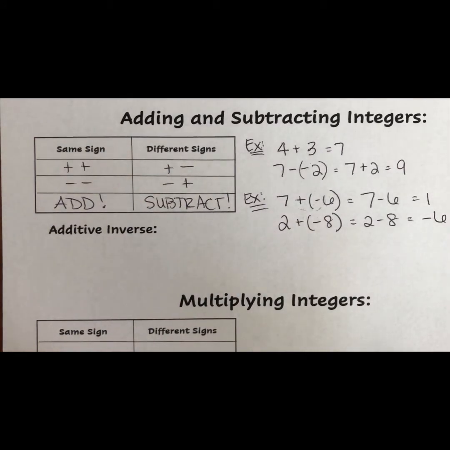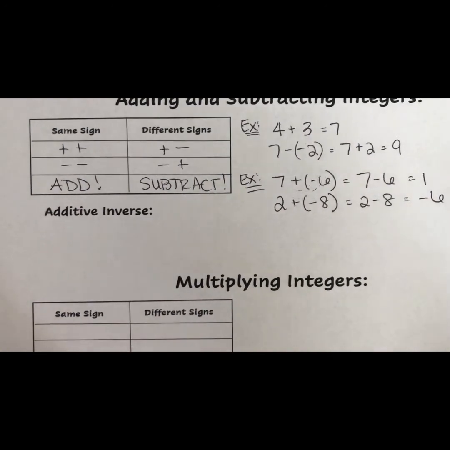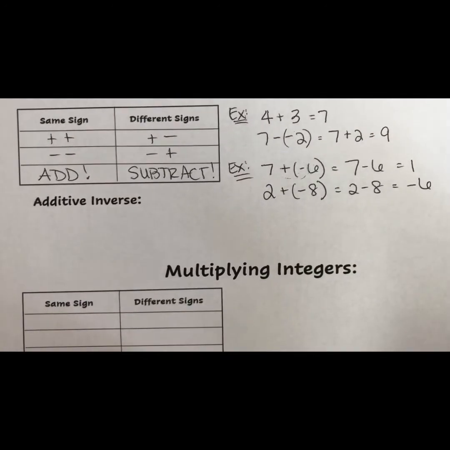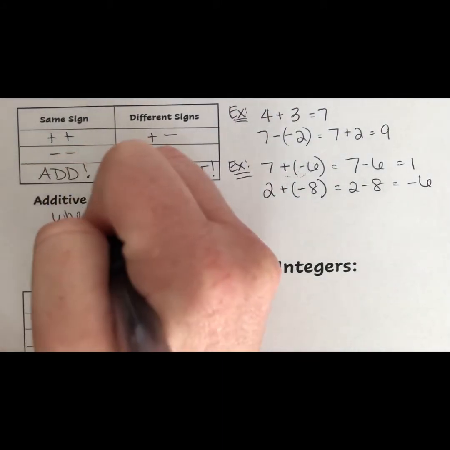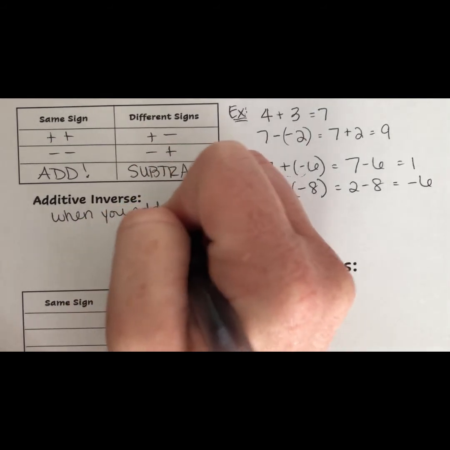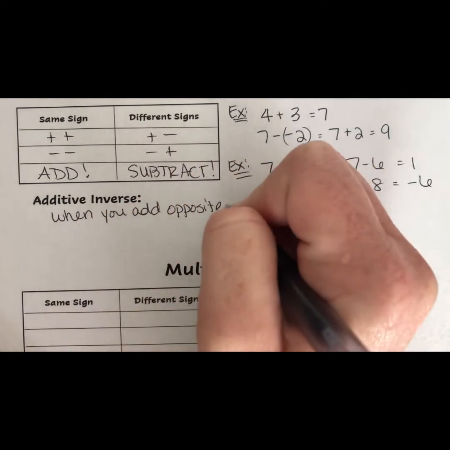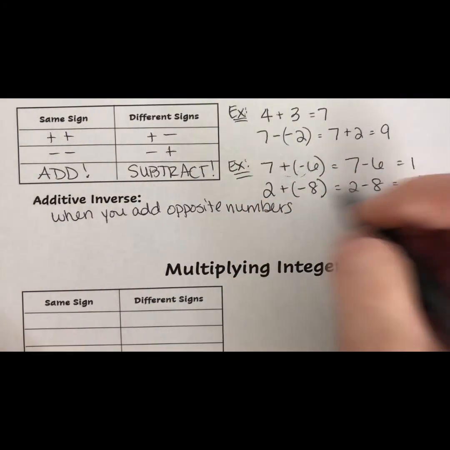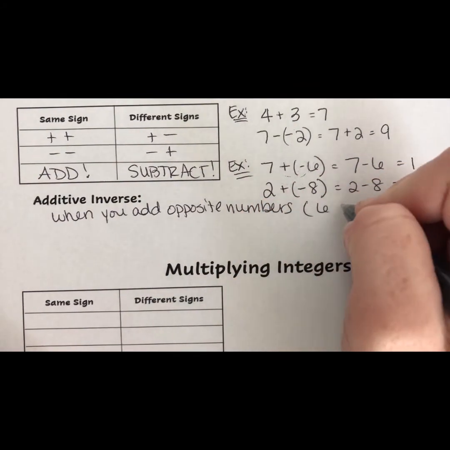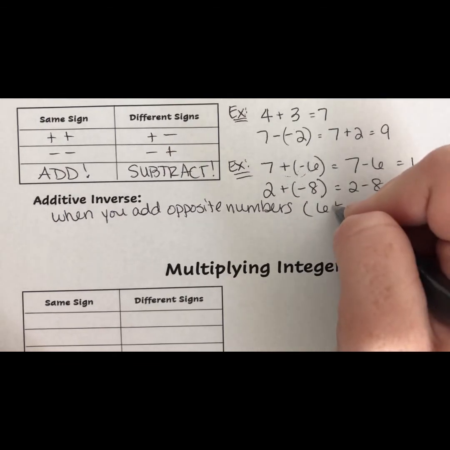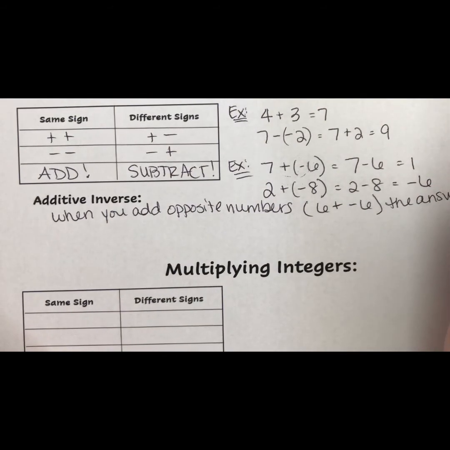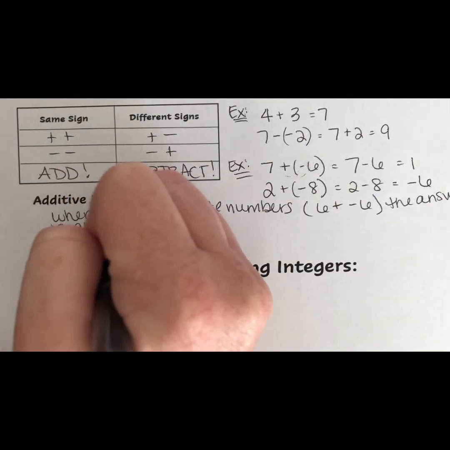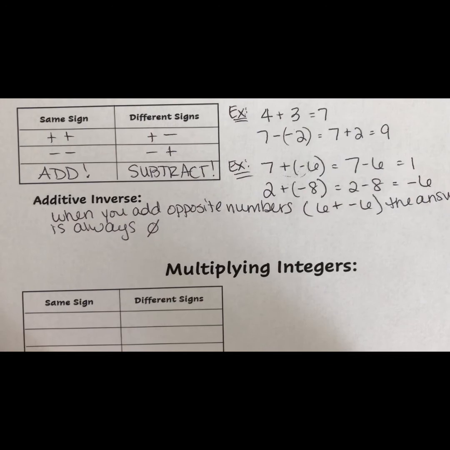All right, and then the additive inverse is a rule that we have, and we're using it in algebra actually a lot. So the additive inverse just says when you add opposite numbers, like for example, 6 plus, and then the opposite of positive 6 is negative 6, when you add opposite numbers, the answer is always 0. And that's what our additive inverse says.